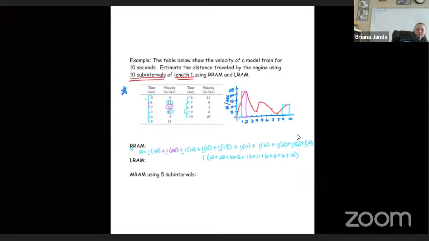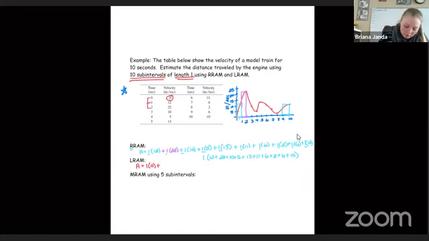But then we repeat that process for our LRAM. So this time around, as we connect those bases, I would be using the left-hand side of my rectangle instead of the right-hand side. So for example, as we connect that first one, let's go from 0 to 1. The left-hand number would be 0, so I would use the left number for each of my heights. So our first rectangle from 0 to 1 has a base of 1 and a height of 0.